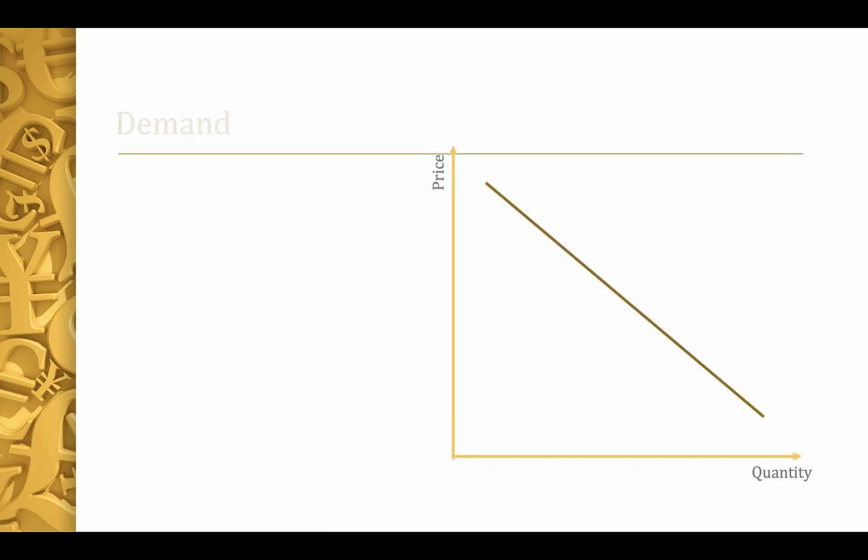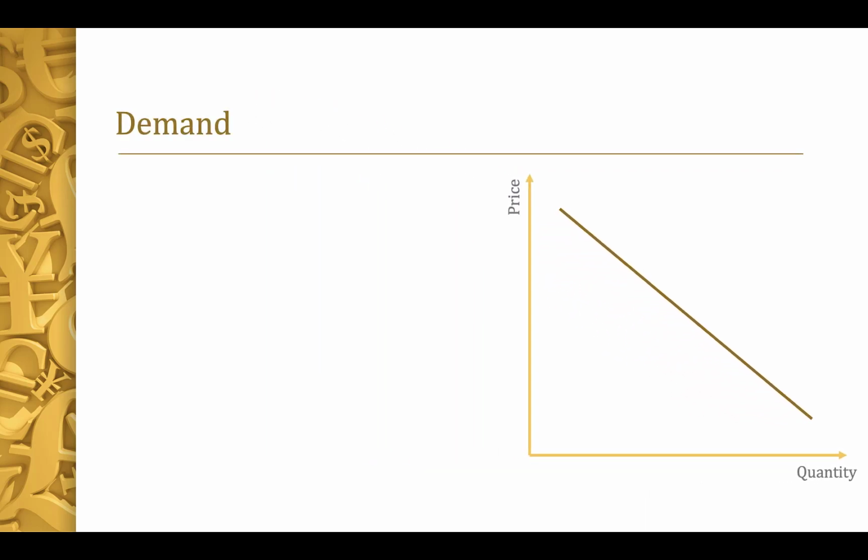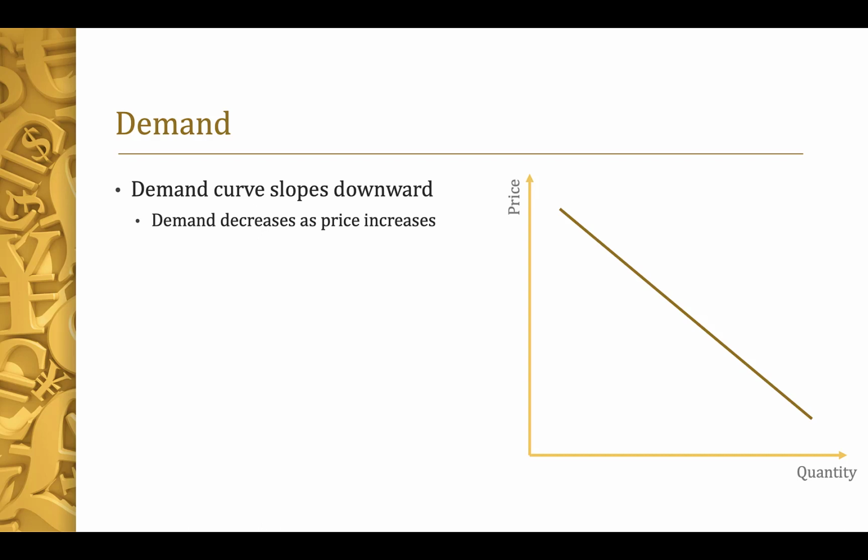A couple of items are particularly worth noting here. First, notice that the demand curve slopes downward. This is because normally people will purchase less of a particular good as the price gets higher and more of a particular good as the price gets lower. Again, this is a reflection of the law of demand, where price and quantity demanded move in opposite directions.